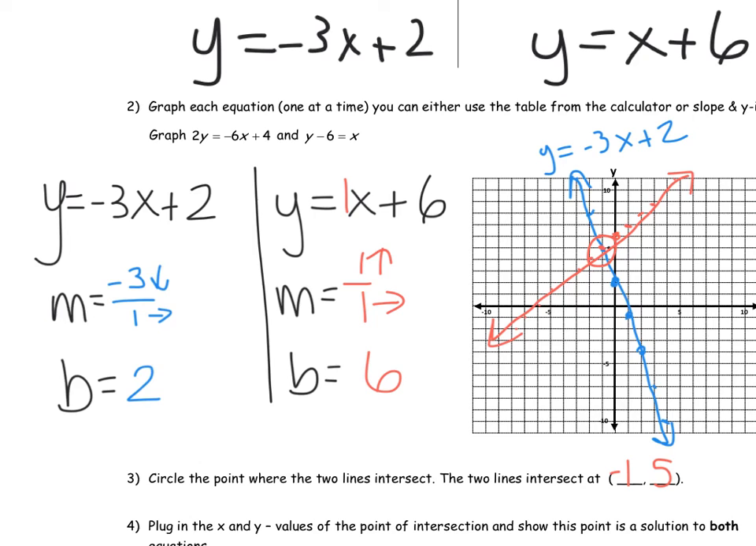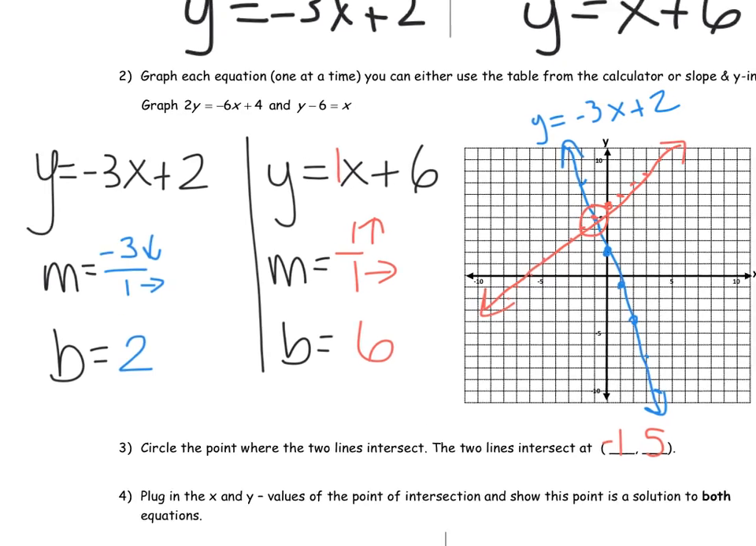So I think you guys are getting the point here. Obviously, we are graphing them, and we're still seeing the same point coming up again. Negative 1 comma 5 is the intersection point, and we've proved it.